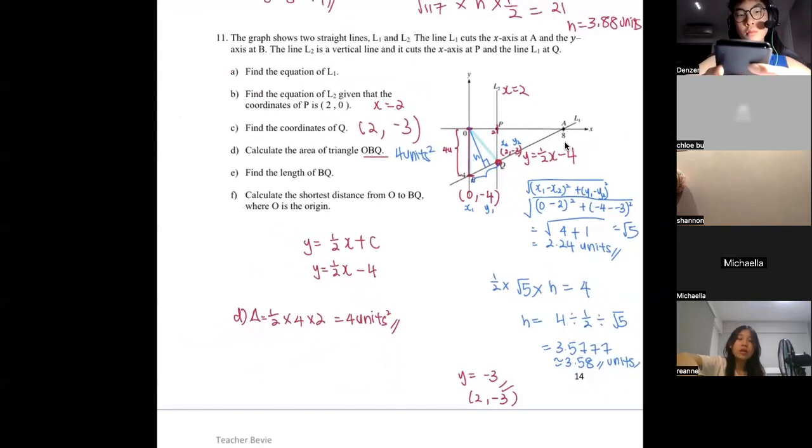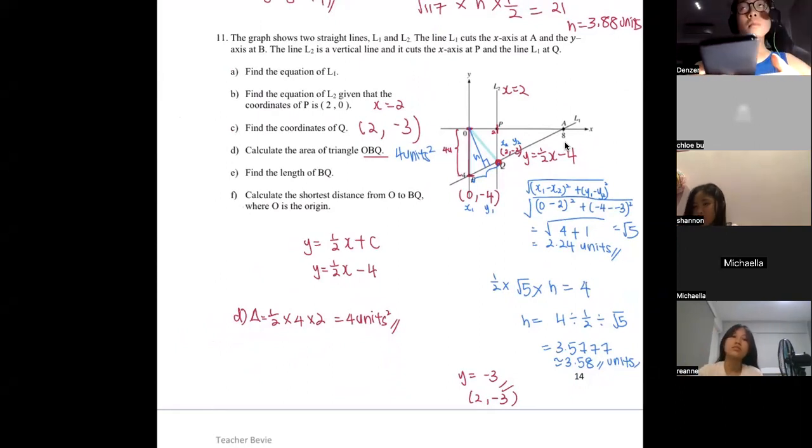Okay, so this entire question is very long, very lengthy, correct or not? And if there are any parts that you can't do, it's all linked. Okay?